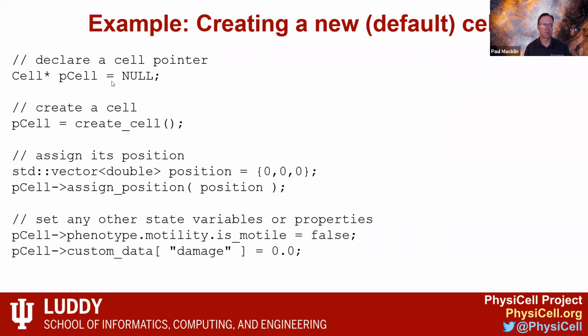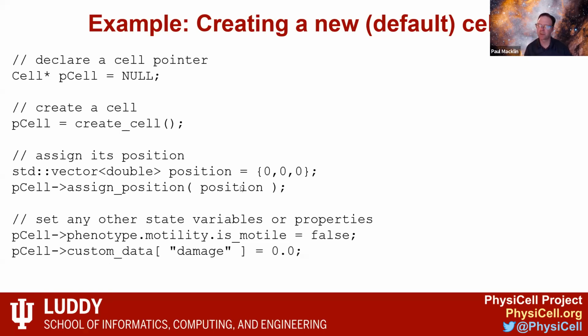For example, if you want to create a default cell, I suggest just make a cell pointer. You should never have an uninitialized pointer, so set it to null. Then I'm going to say PCell is create cell. The nice thing is create cell will return a pointer to the thing it just made, so you can do further edits on it after that. So here I'm going to move this cell to position 0, 0, 0. So I'm going to go PCell assign position, pass this new vector that I had, and that'll be it.